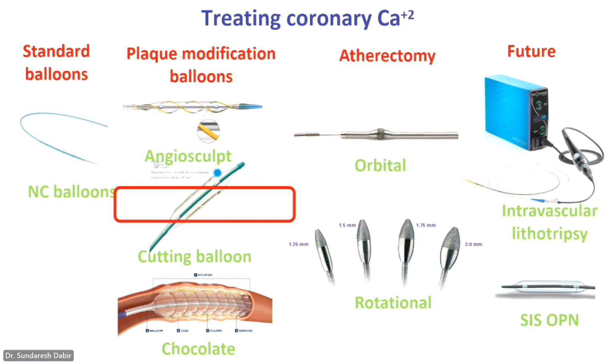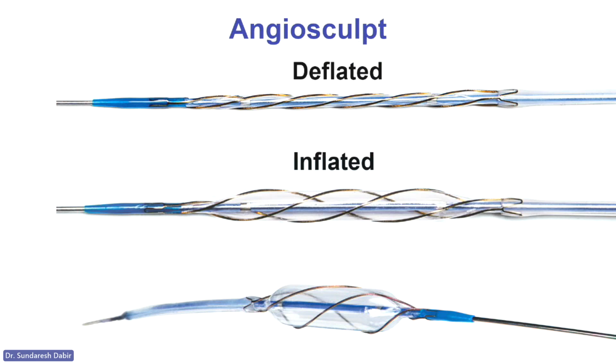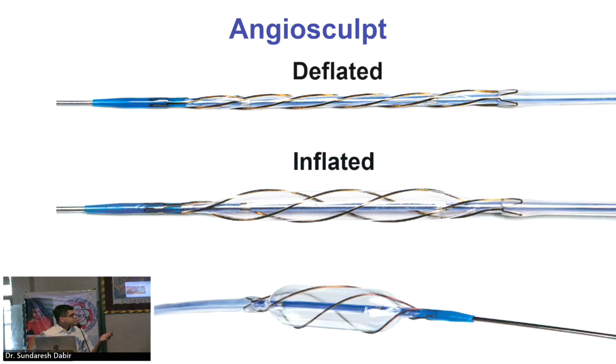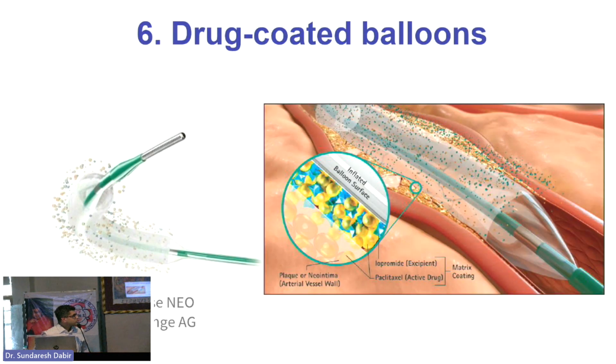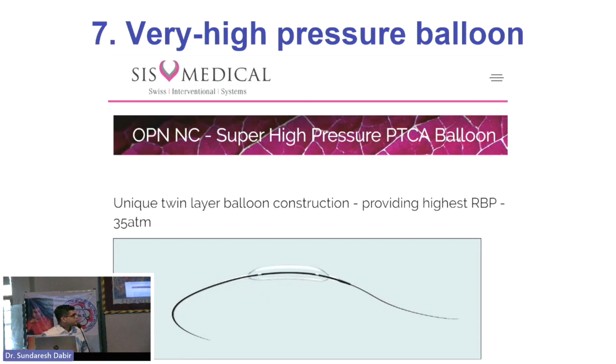Okay. So AngioSculpt, this is a kind of scoring balloon. You can see wires on top. The cutting balloons, drug coated balloons, you should know because now they are in vogue for treating arteries which are small where you can't stent. Okay, they'll have paclitaxel or something on top. So this is your OPN balloon.